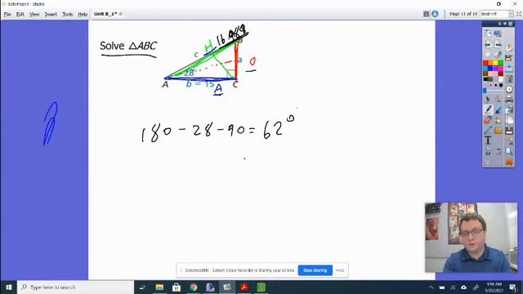Okay, so I've solved the whole triangle. I've got three sides. I erased the other one. I don't remember what it was on the calculator.